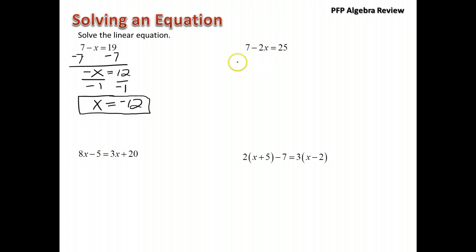On this question, we have 7 minus 2x is 25. If we take away the 7 this time, what we have is negative 2x is 18. And then we divide by the negative 2. Don't just divide by 2. Divide by a negative 2. Therefore, you would get x by itself in one step. And then we'll have x equal to a negative 9.